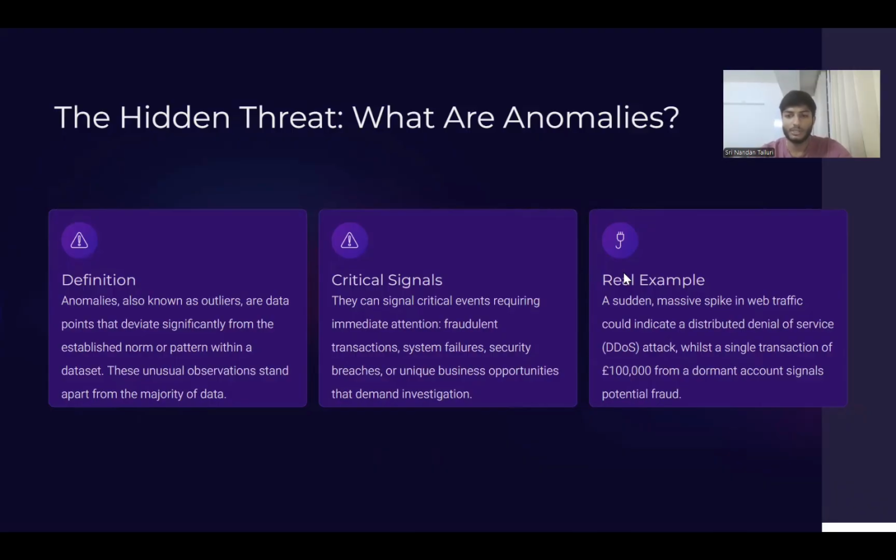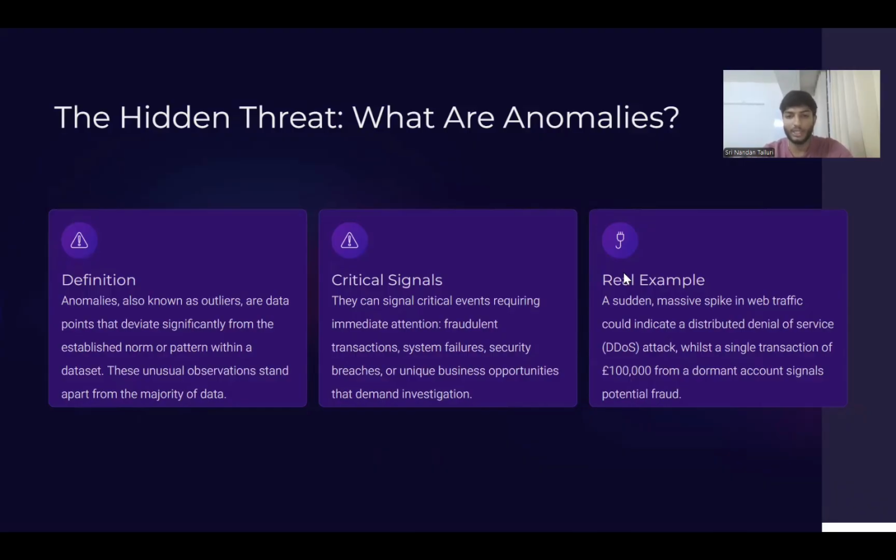Now, these anomalies are not always errors. In fact, they're often the most important data points in the dataset. Let's take banking as an example. An unusually large transaction from an inactive account could indicate fraud. An unusual bank account doing large-scale transactions can also be indicated as fraud.